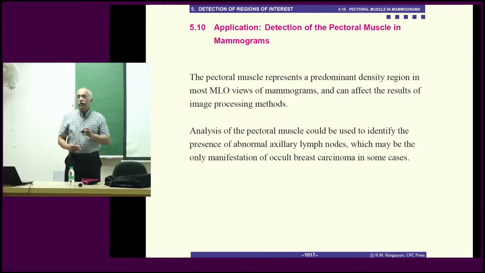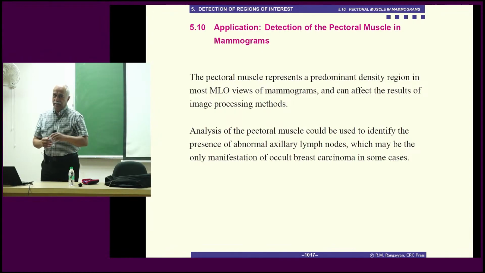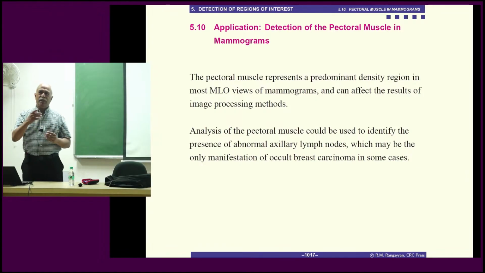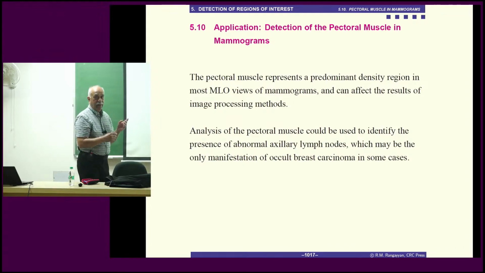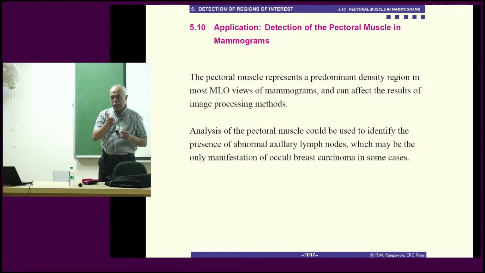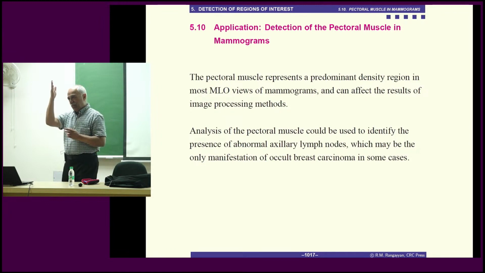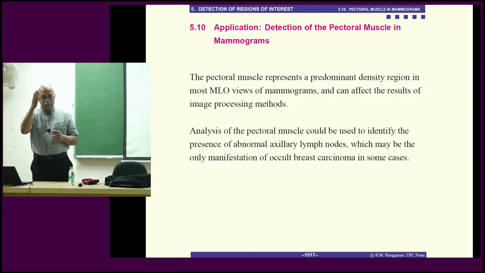So in the mediolateral oblique or MLO views, the pectoral muscle comes in, and the pectoral muscle has higher density and hence appears brighter in mammograms. And the edge of the pectoral muscle in many images is an almost straight line, but sometimes is curved.